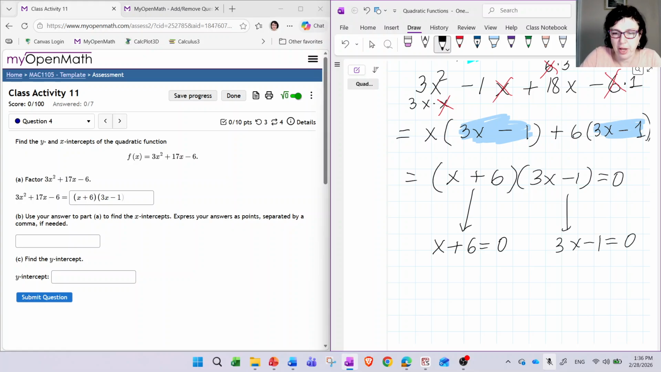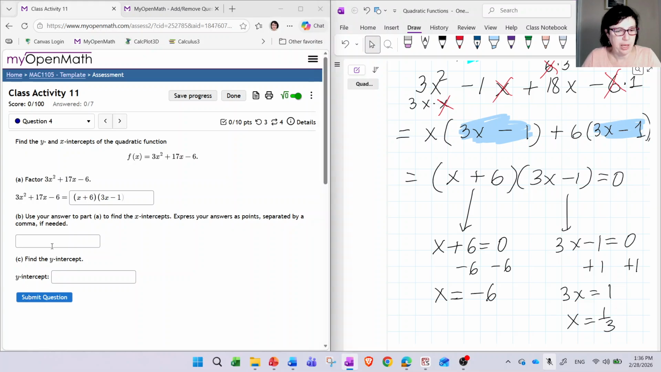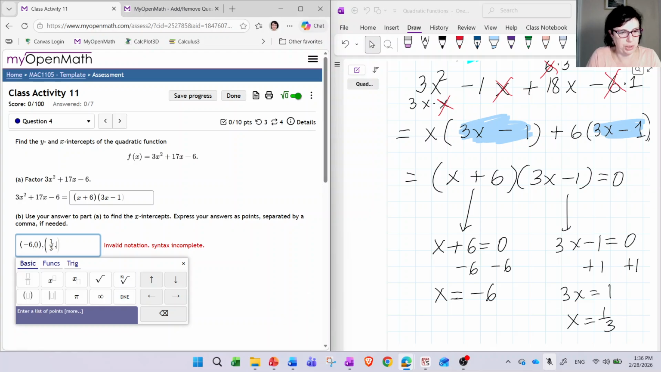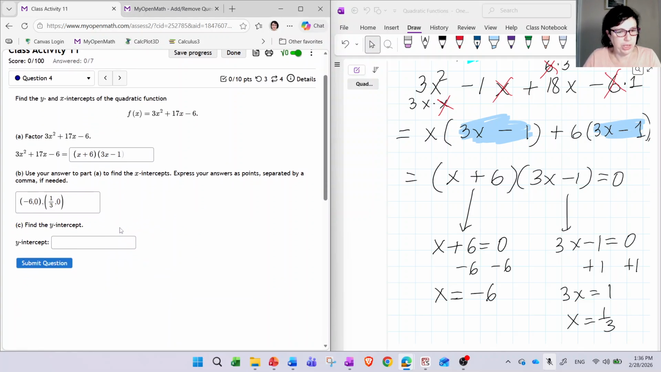Okay, if x plus 6 is 0, if we subtract 6 from both sides, we get x equals negative 6. If 3x minus 1 is 0, we can add 1 to both sides, and then we get 3x equals 1, or x equals 1/3. Now we have the two intercepts, and when we finally type our answer, we want to type them as points on the graph. Negative 6 is the x coordinate, but the y will be 0. The other one is 1/3 and 0. Okay, so those are your x-intercepts.